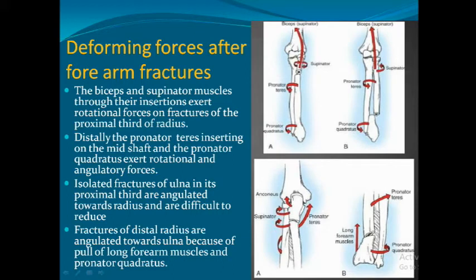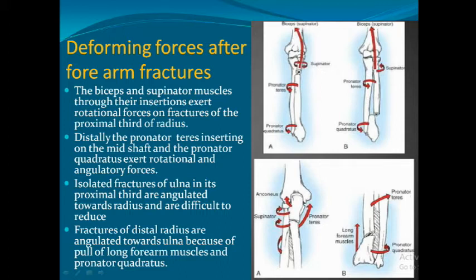So I will explain what the deforming forces are, how forces over the forearm act whenever any fracture of the forearm occurs. Okay. So first you will see the biceps. As you all know, you can see in the image, the insertion of biceps is in the radial tuberosity of radius. So whenever any fracture occurs distal to this, biceps tends to pull this fragment towards itself.